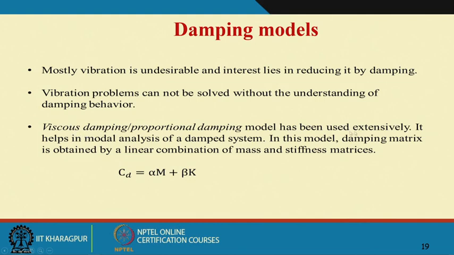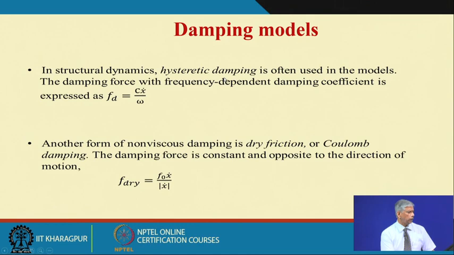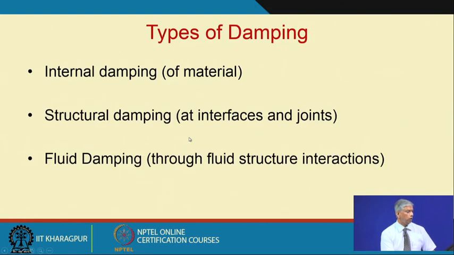One is viscous damping, where it is a linear combination of the mass and stiffness matrices. We have hysteretic damping, usually in structures, or dry friction or Coulomb damping given by this expression. So, different models of damping can be used to describe your model, and many times in materials there is a lot of internal damping, structural damping at interfaces and joints, and fluid damping through fluid-structure interactions. These dampings control the response, and we must have a good idea of the estimation of the damping in the system.